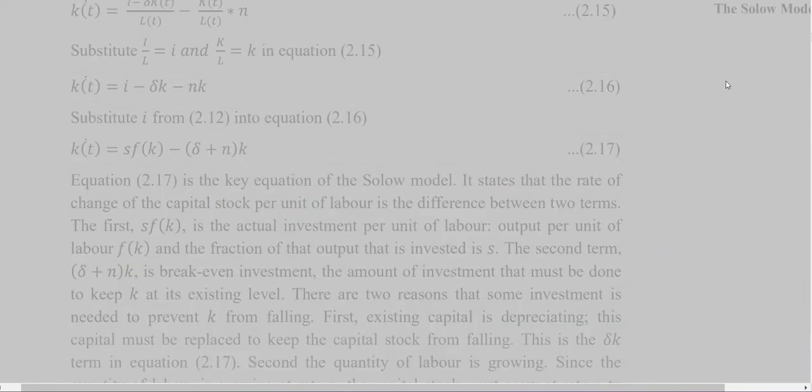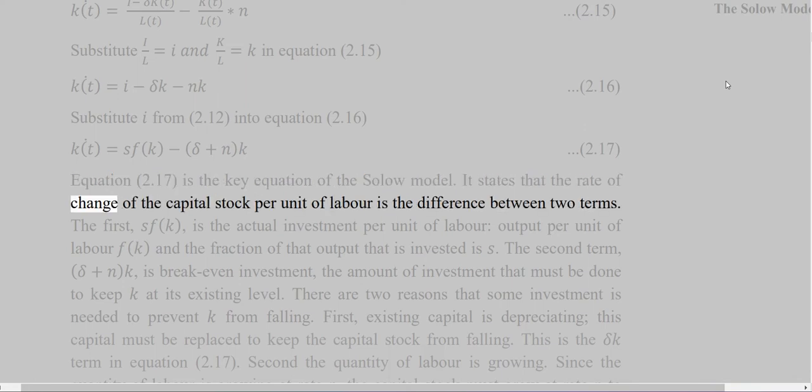Equation 2.15 of the Solow model. Substitute the expressions in equation 2.15, giving equation 2.16. Substitute i from 2.12 into equation 2.16, giving Δk = sf(k) − (δ + n)k, equation 2.17. Equation 2.17 is the key equation of the Solow model.